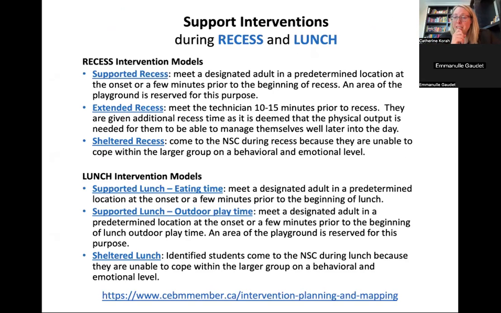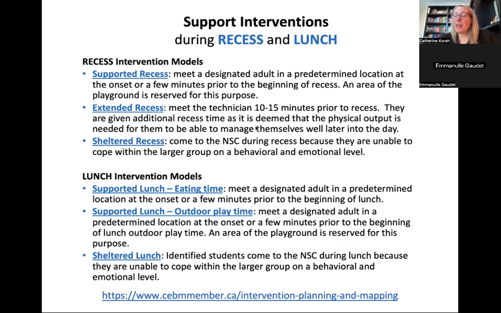And so some students, especially tier 3 students, sometimes need a supported recess, where there is an adult outside who is organizing a game and has the student under their wing. Or they have what we call a sheltered recess, where they go to the nurturing support center during some recesses, not all, and play more of a quiet game one-on-one or with a smaller group.